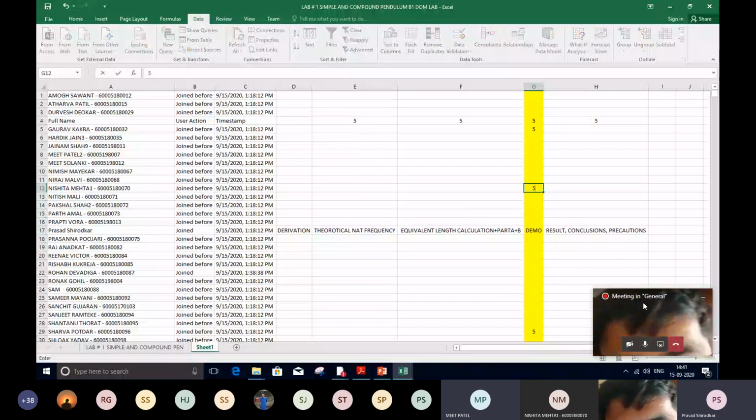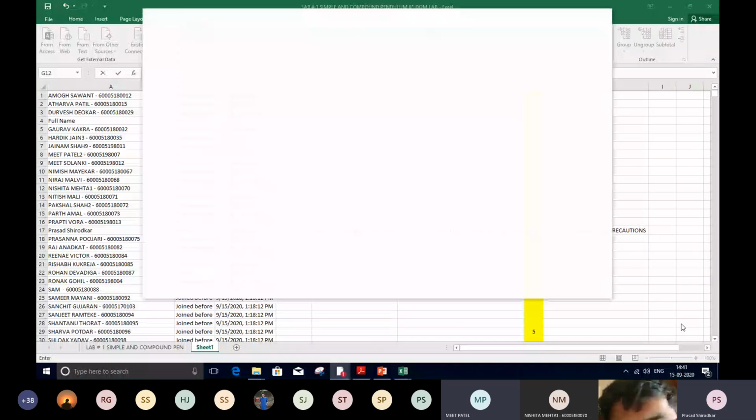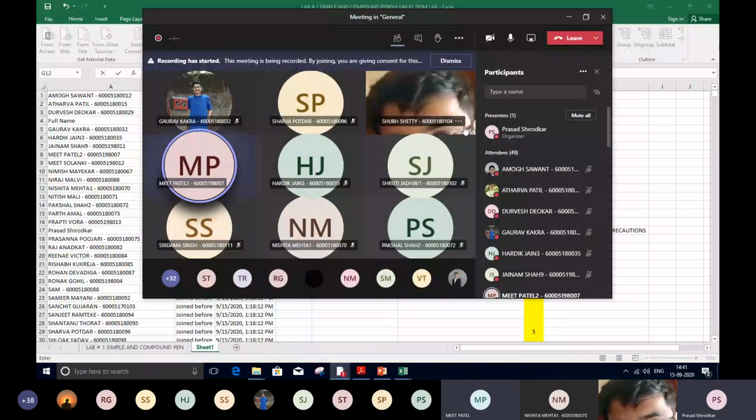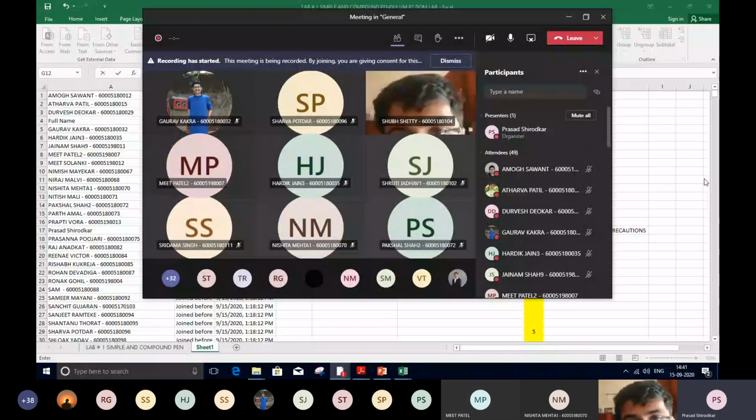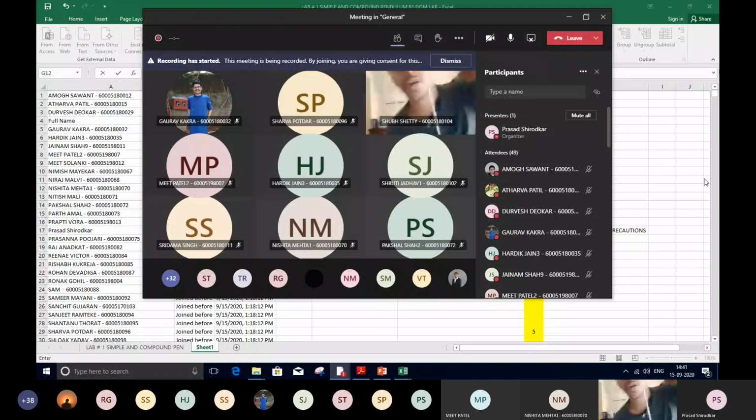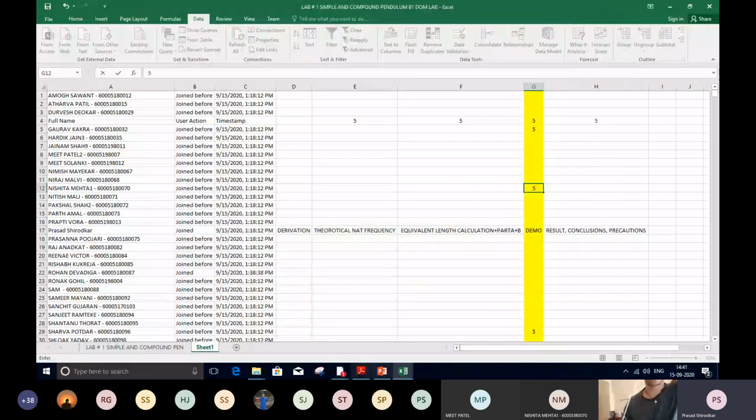Sir, I have the equivalent length for the second. Shubh Shetty, is it 46? Move back. I cannot see the pendulum. I can just see your face, Shubh Shetty. I cannot see the demonstration. Sir, this is 46.2 centimeters. Okay.